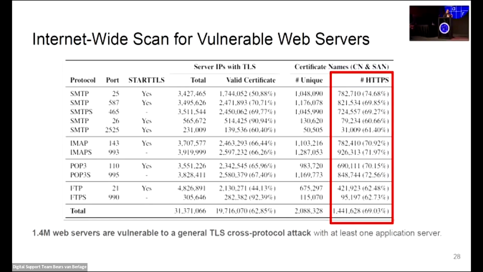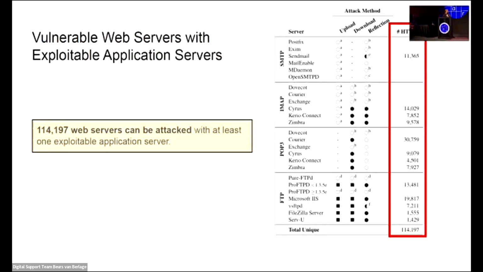So what this means is that for 1.4 million web servers, we can find an application server that has a certificate which the browser accepts for the web server. So the man-in-the-middle attack is possible. It does not mean that we can exploit this, but it means that TLS authentication is already bypassed. And then we try to identify these services if they are one of the vulnerable servers that we analyzed in our lab, and could still identify 114,000 web servers that we could actually exploit with one of the reflection, upload, or download attacks.